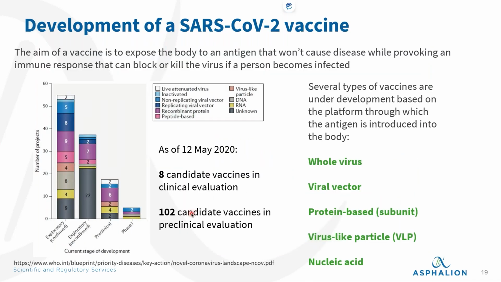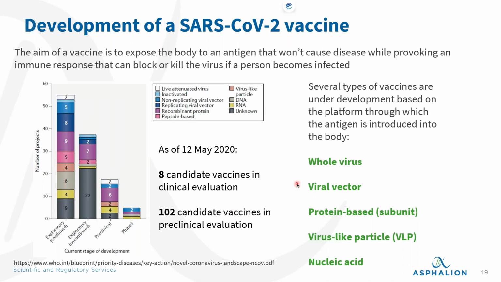So let's start to talk about the development of a SARS-CoV-2 vaccine and talk about the different types of vaccines and some of the interesting products that are in development at the moment. As we can see here, there's a website with the World Health Organization which is constantly being updated with vaccines which are in the process of development. As of the 12th of May, a couple of days ago, there are 8 candidate vaccines in clinical evaluation at the moment, and there are 102 candidate vaccines in preclinical evaluation. When I looked at this 2 weeks ago, I think it was 4 candidate vaccines in clinical evaluation and 70 in preclinical. So it's growing at a very fast rate, the number of products in development.